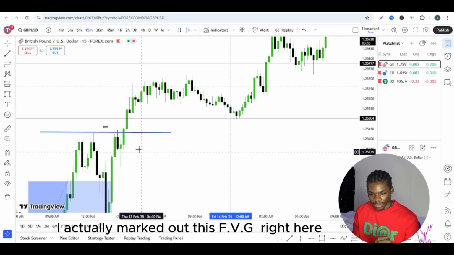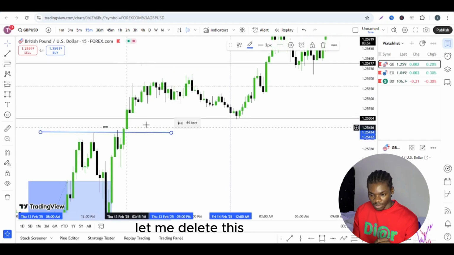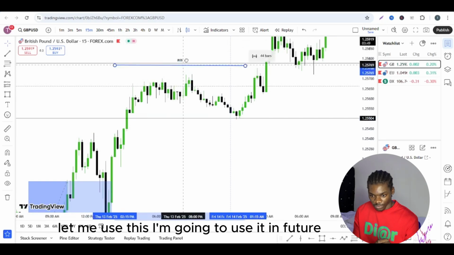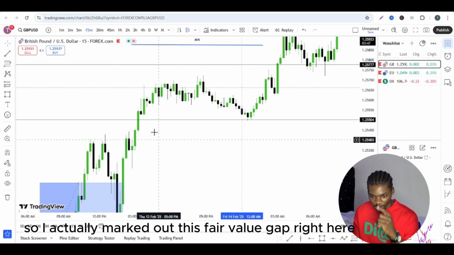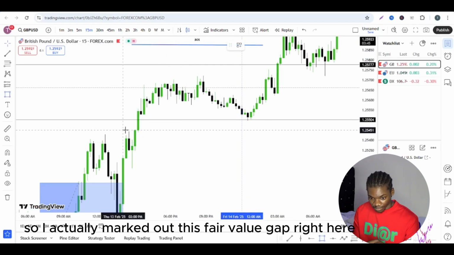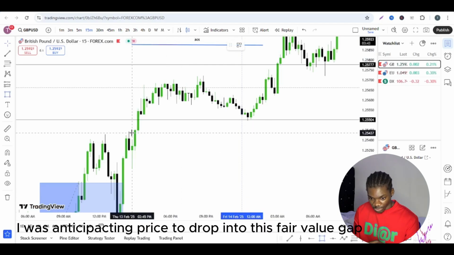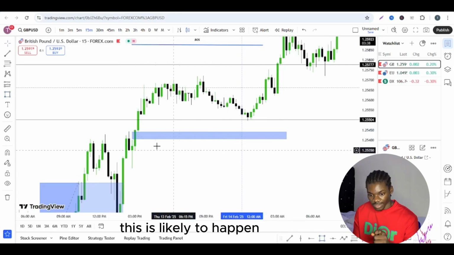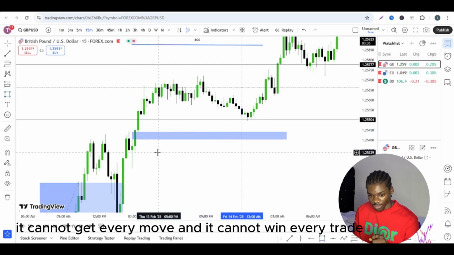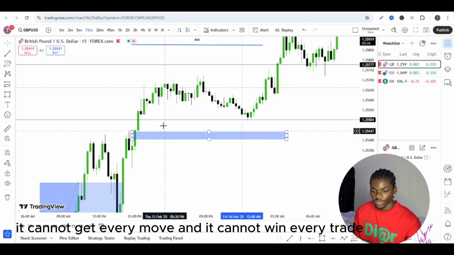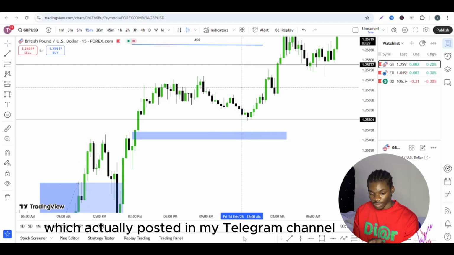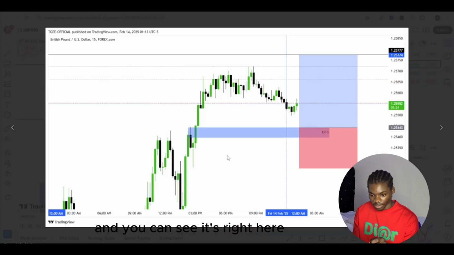Now, I actually marked out this fair value gap right here. I was anticipating price to drop into this fair value gap, but it failed to. This is likely to happen. It cannot get every move, and it cannot win every trade. So it failed to get into here, which I actually posted in my Telegram channel, and you can see it right here. I posted it, and price didn't get here.